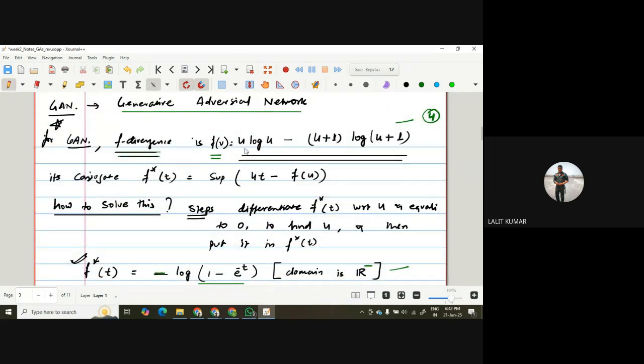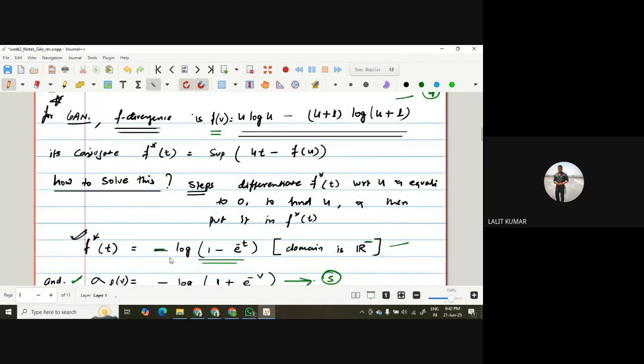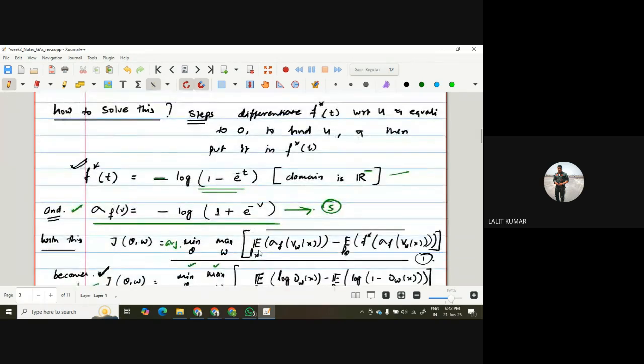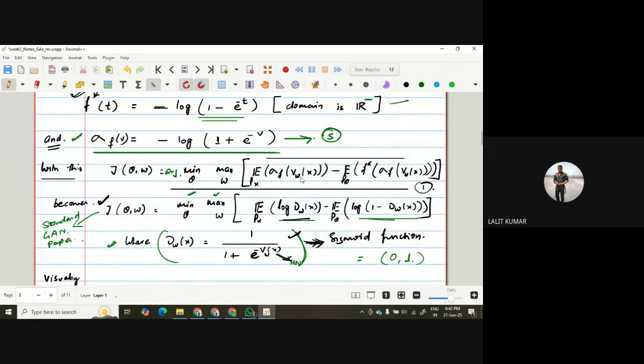And when we fit this, we find the conjugate. So the conjugate comes as minus log 1 minus e to the power minus t, and we put this in this equation. So we finally get the standard GAN equation. That loss function is min over theta, max over w, expected log D_w(x) minus expected log (1 minus D_w(x)), where D_w(x) is 1 over 1 plus e to the power minus V_w(x). V_w(x) is a neural network. Now we try to find the solution for this optimization problem for both.